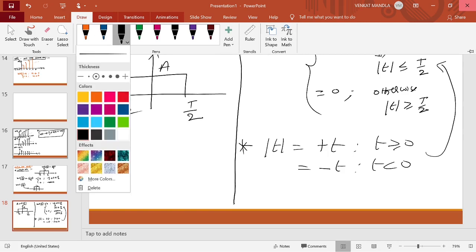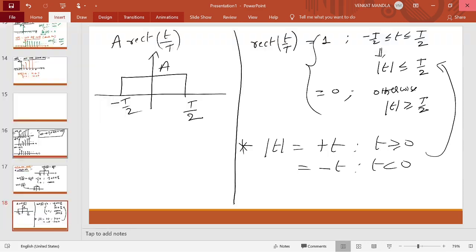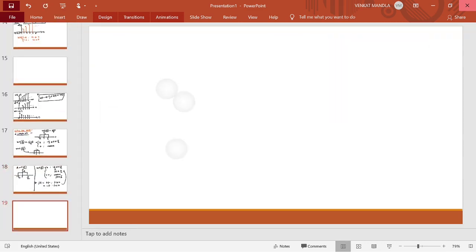Next, the triangular pulse. This is also very important. Most of the questions in the continuous time Fourier transform you get on these signals only, rectangular and triangular. So you have to concentrate more on these signals.